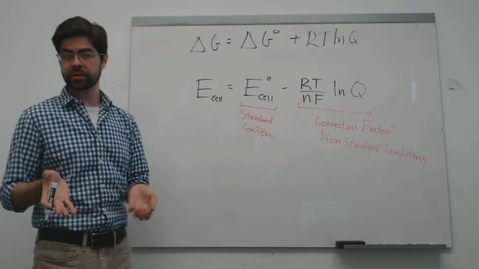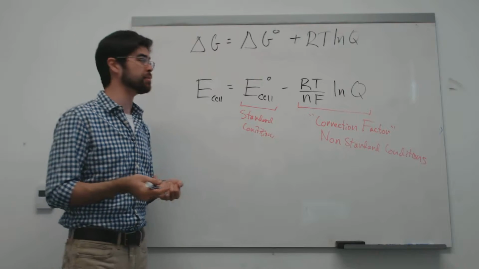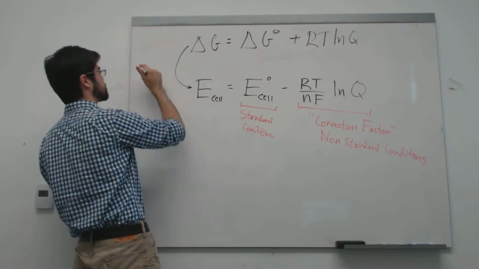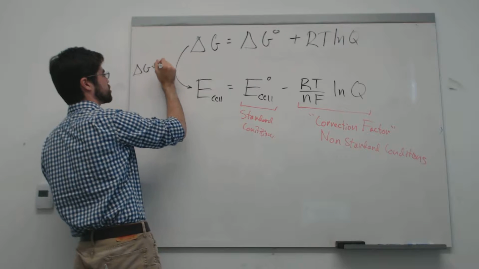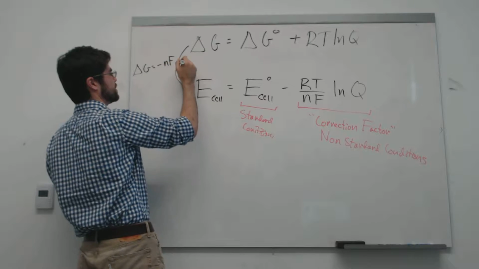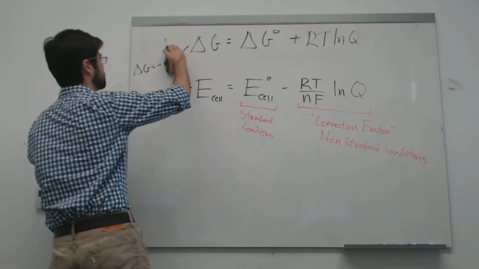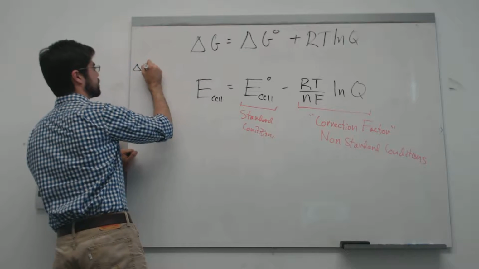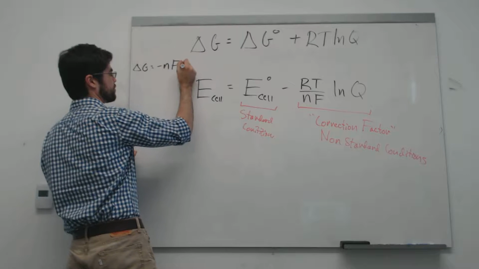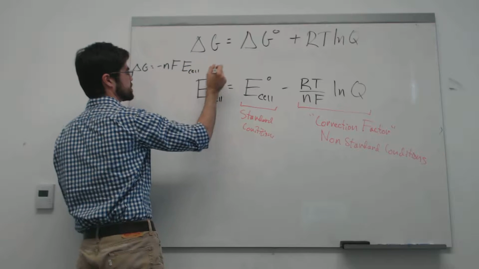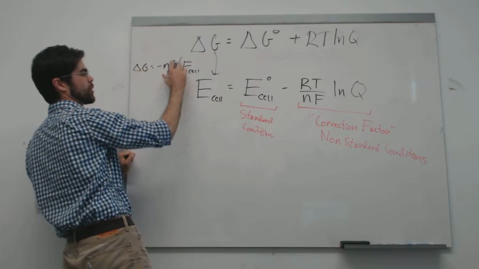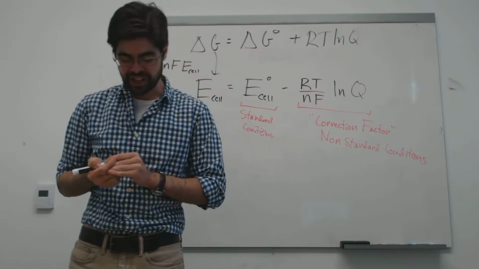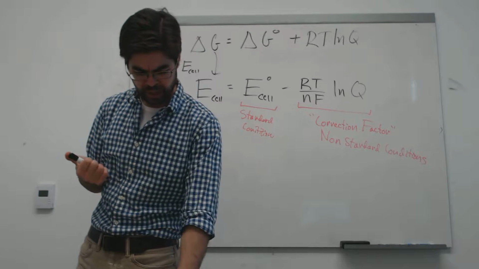And again, I'll assert that they are essentially the same equation because of how delta G and the cell potential are related. Delta G is related to the cell potential by, let me make this just a little bit easier to read here, delta G equals negative nF E cell, and this relationship is about how you can connect this equation to this equation. So again, just to reiterate, they are essentially the same equation.